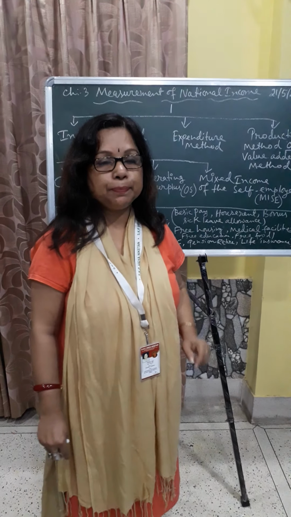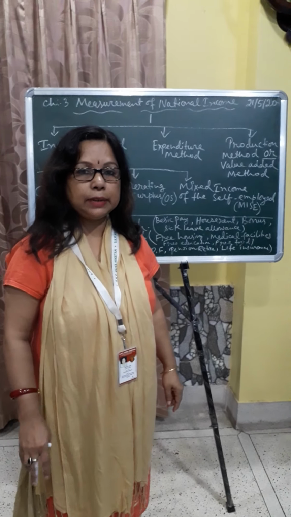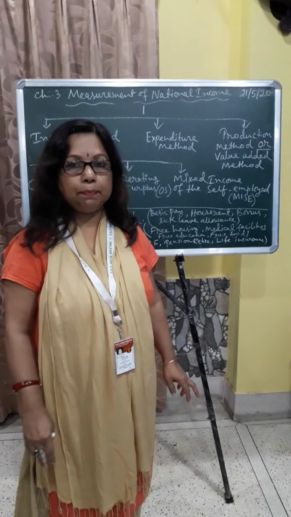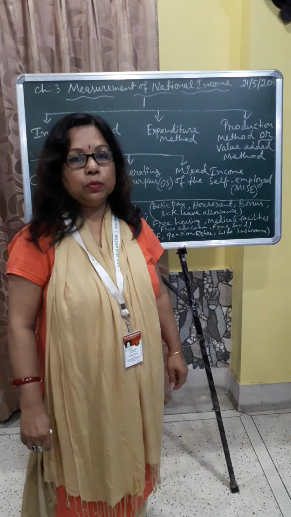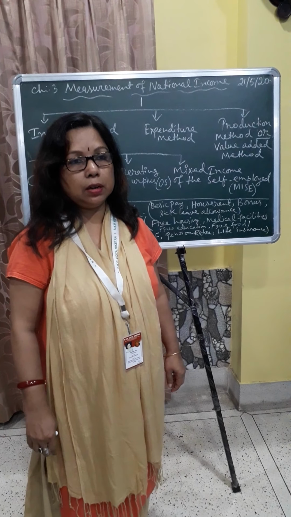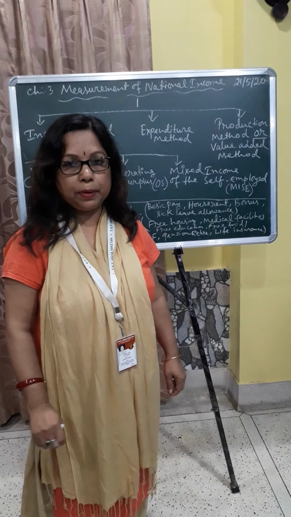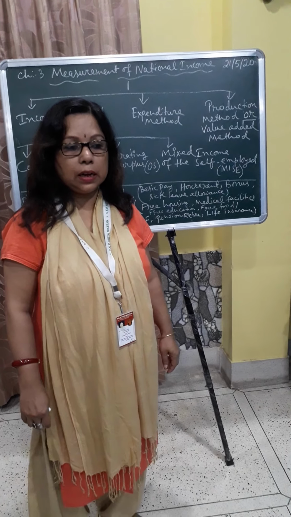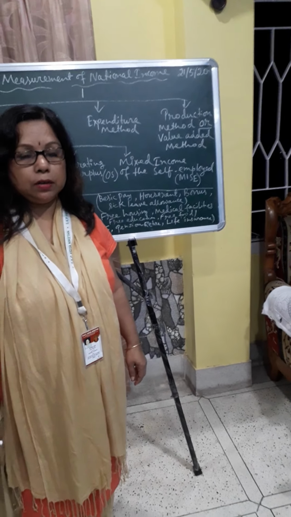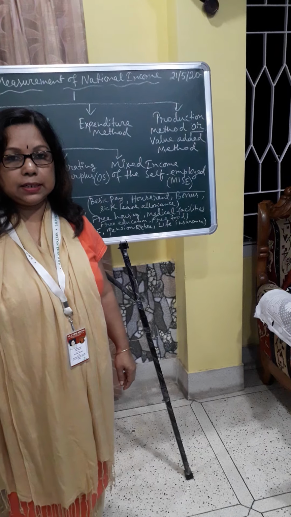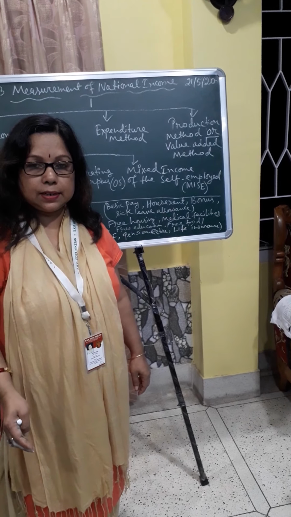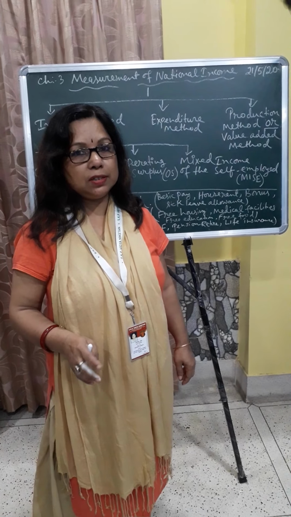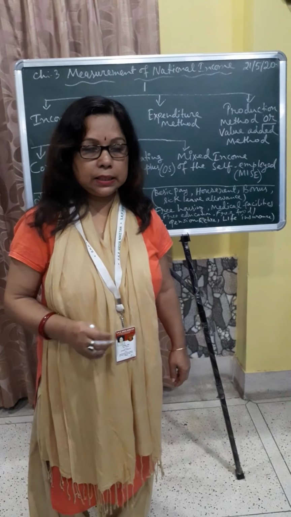What is the income method? In the income method, national income is measured in terms of the payments made to the factors of production. We know that four factors are needed in production, so we have to pay the factors. This is known as factor payment. So in the income method, national income is measured in terms of the payments made to the factors of production.